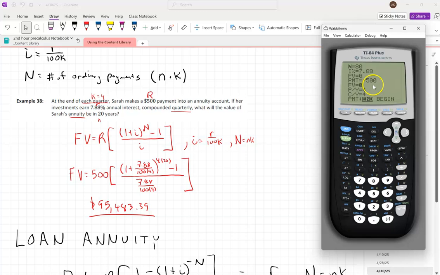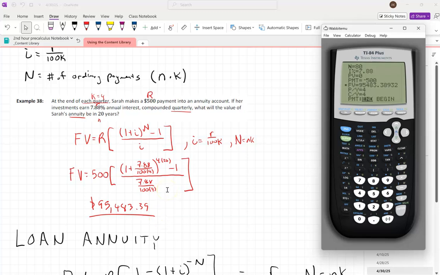So what I want then is to compute this future value. I'm going to move my cursor back on the future value, press alpha and then enter. And there's my same value that I got before. Look at that. It was quite a bit easier getting it into my calculator here than having to type in all the symbols correctly, right?